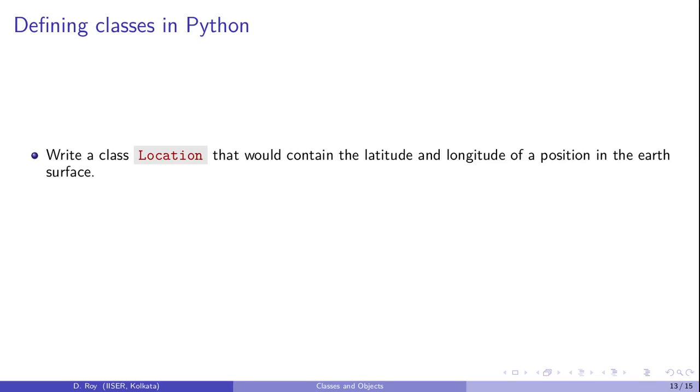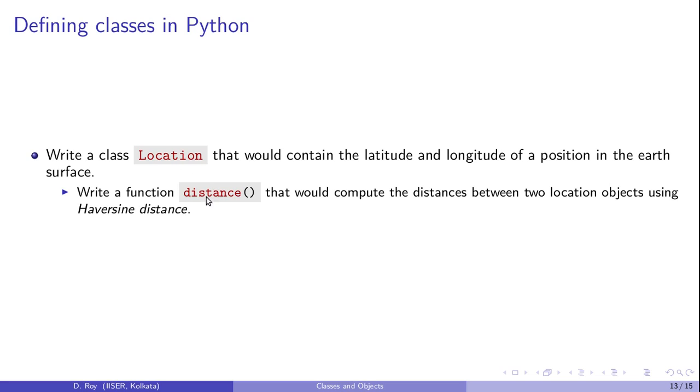Now as an exercise, I would like to ask you to write one class called location that would contain the latitude and the longitude of a position on the Earth's surface. As a function attribute of this location class, write a function called distance that would compute the distance between any two location objects of this location class using the Haversine distance.